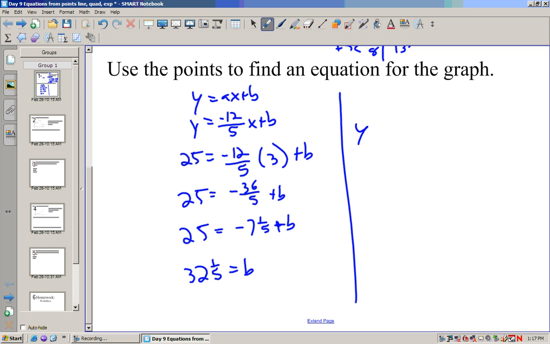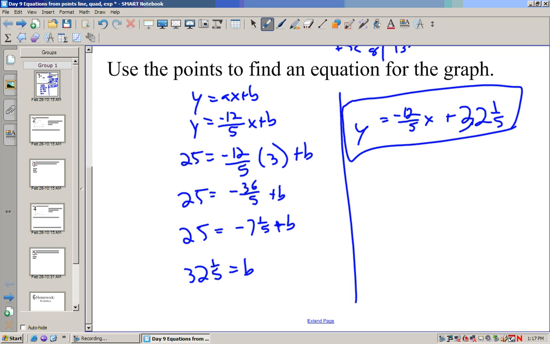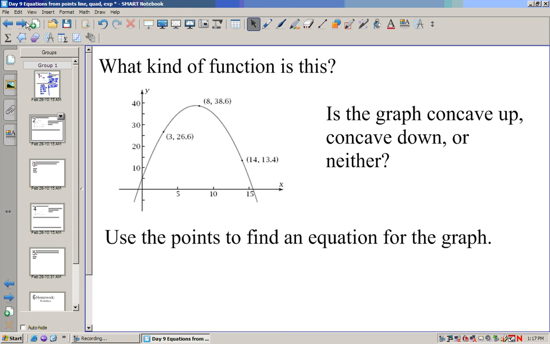So our equation is y equals negative 12 fifths x plus 32 and a fifth. Now that is my linear equation. Hopefully everybody has seen that. Everybody knows how to do that.